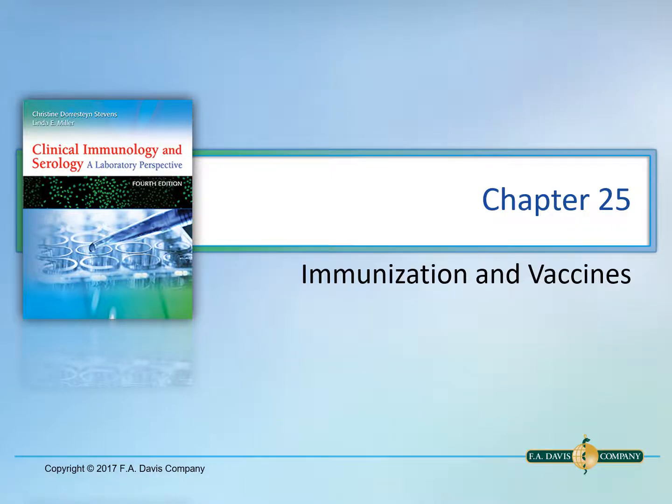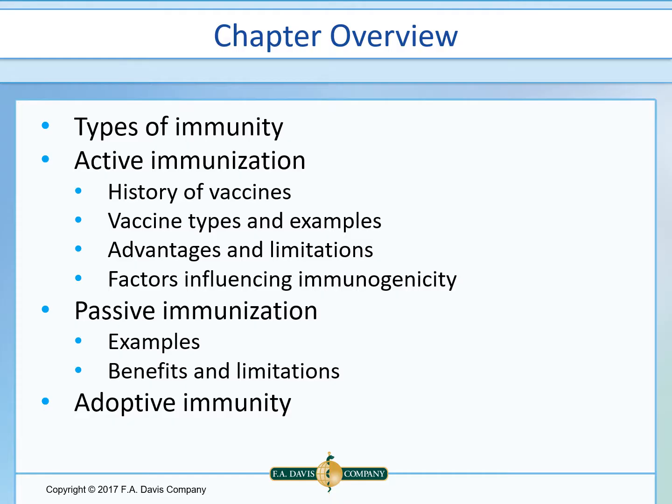Chapter 25 of your textbook covers immunizations and vaccines. In this chapter, we'll discuss types of immunity, active immunization, including the history of vaccines, the types of vaccines and examples, advantages and limitations of immunization, and factors influencing immunogenicity. We'll also discuss passive immunization, provide examples, and the benefits and limitations. And finally, we'll talk about adaptive immunity.